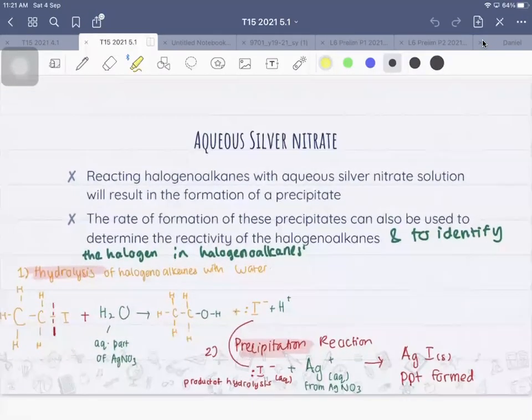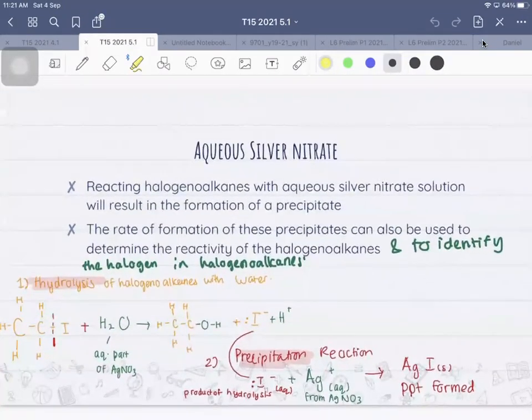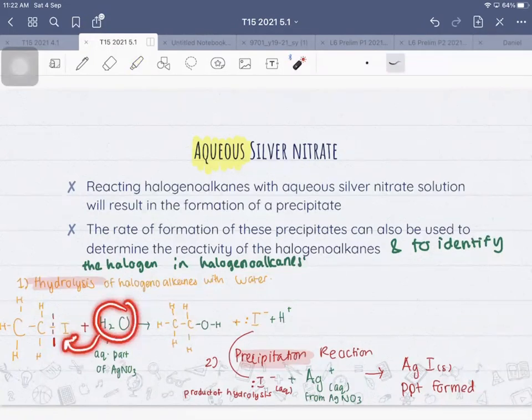So I would just like to recap this part on aqueous silver nitrate because I think last lesson I was rushing through this section. So when you react halogenoalkanes with aqueous silver nitrate, there are two reactions happening. The first one is the nucleophilic substitution with water. That water comes from the aqueous part of the silver nitrate. So water will substitute whatever halogen you have in the halogenoalkane.